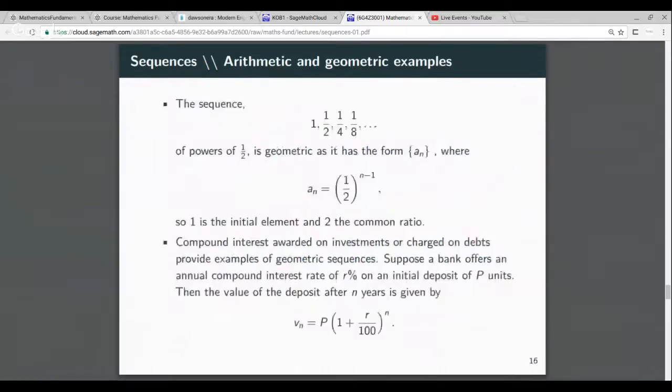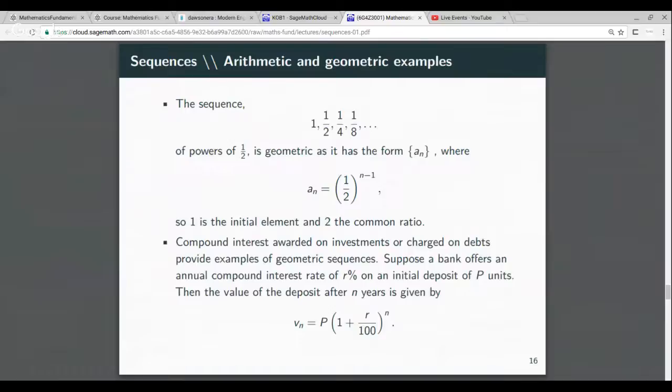A geometric sequence, well, for instance, we could look at all the powers of a half, say, 1, a half, a quarter, an eighth, and so on. So a_n is given by a nice formula there: a half to the power n minus 1. Okay, that's clearly a geometric sequence. Each term is this fixed multiple, a half, of the previous term.